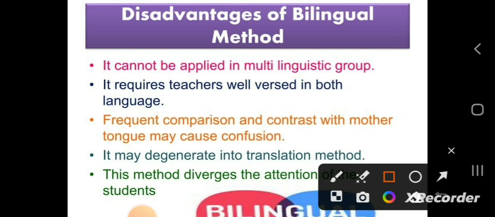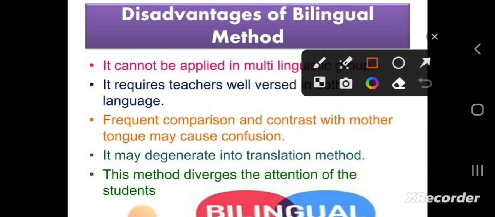Frequent comparison and contrast with mother tongue may cause confusion. Frequent comparison and contrast between the target language and the mother tongue might lead to confusion. It may degenerate into translation method. There is a risk that students might rely too heavily on translation rather than developing language skills directly.